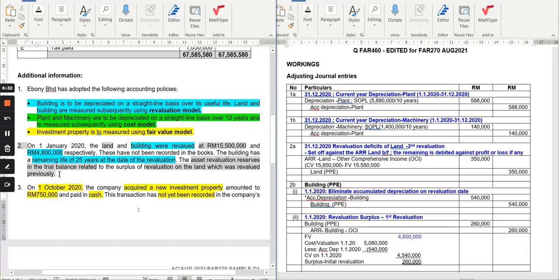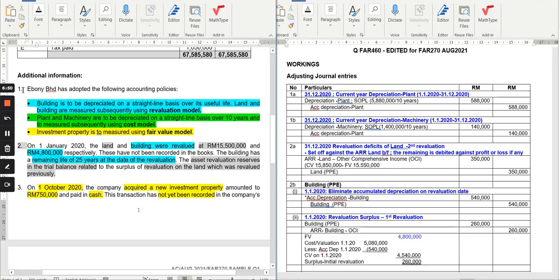For building, you will see that in the second information there's another piece of information on building. So I'm not going to do the building information straight away. I'll be doing things which are simpler first. So I'm going to do the information regarding plant and machinery. I will skip for a while, KIV, my building and investment property.